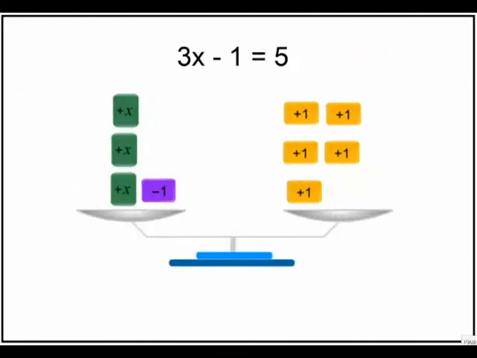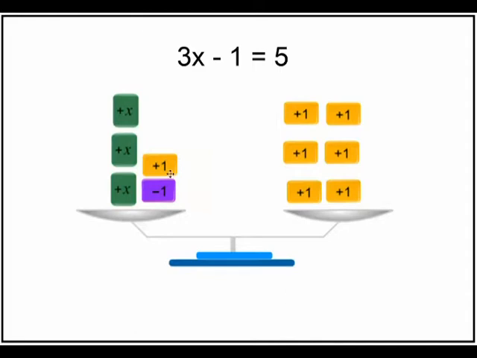Here's another 2-step equation. 3x minus 1 equals 5. My first step needs to be isolating the variables, the x's, on their one side. I can't just take away the negative 1 because I don't have a negative 1 on the other side of the equation. So I'm going to have to use 0 pairs. So I'm going to add 1 to the left side so that this makes a 0 pair, and match that by adding 1 to the other side.